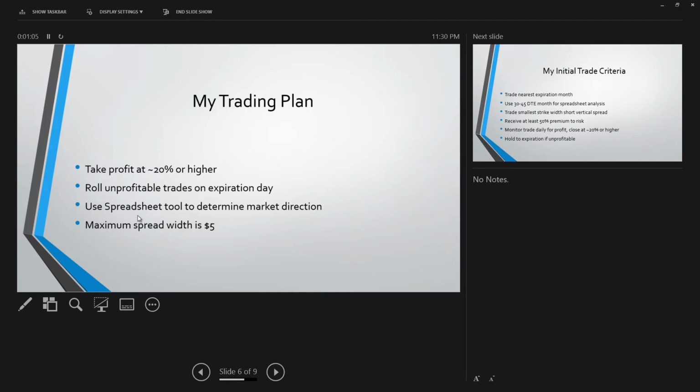We're going to use the spreadsheet tool that I just discussed, and I'll show it to you momentarily, to determine the market direction. And my maximum spread width is $5. So if I get into a trade that just continues to go against me and I've reached my maximum spread width of $5, I'll accept whatever that loss may be and move on to another trade.